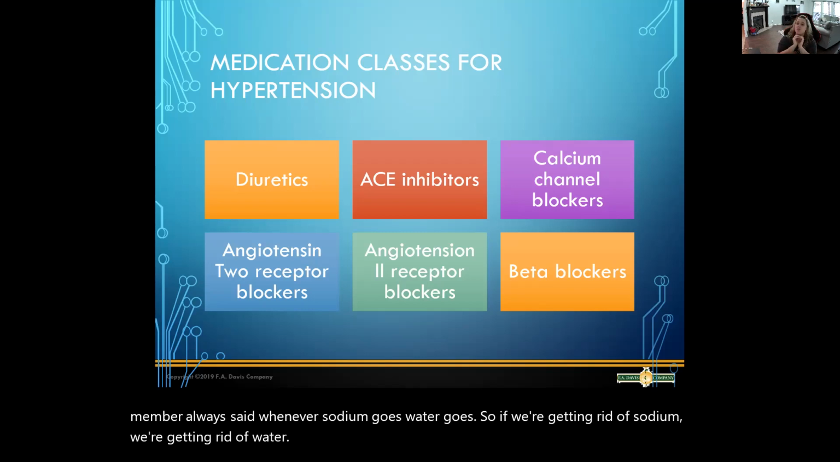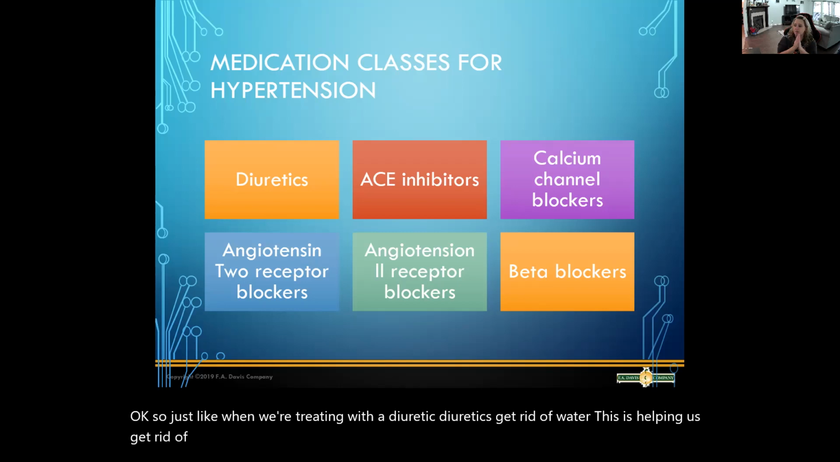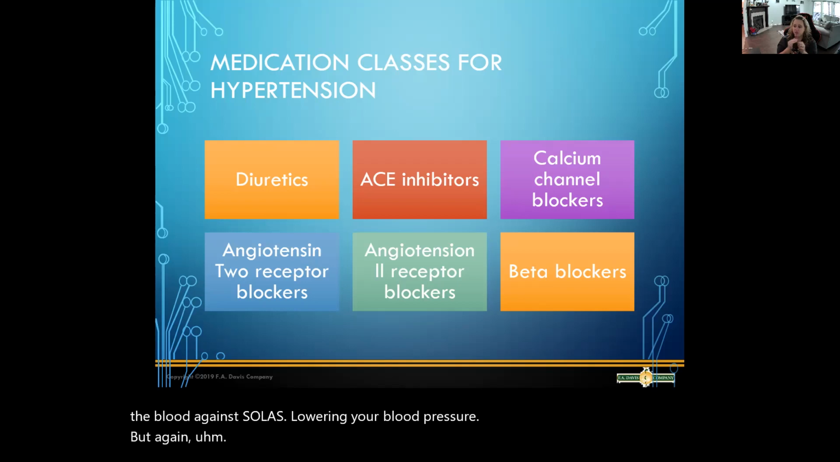Okay, so just like when we're treating with a diuretic, diuretics get rid of water. This is helping us get rid of water, and so it reduces the pressure with which we're having to push the blood against. So it's lowering our blood pressure. But again, we need to take our blood pressure and take our pulse before we administer these.